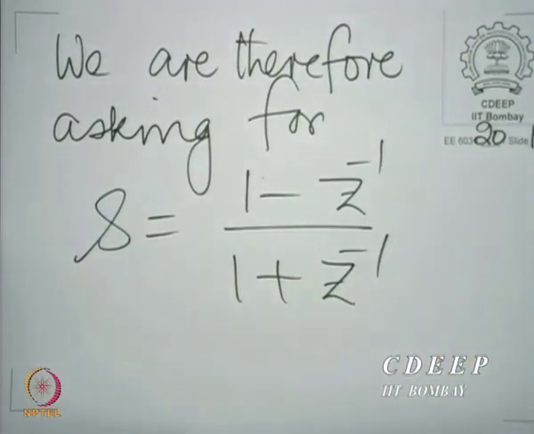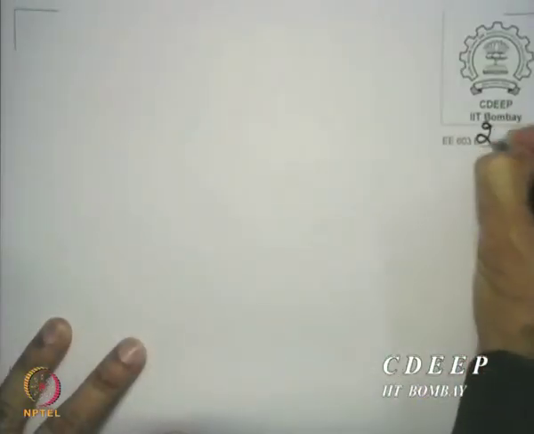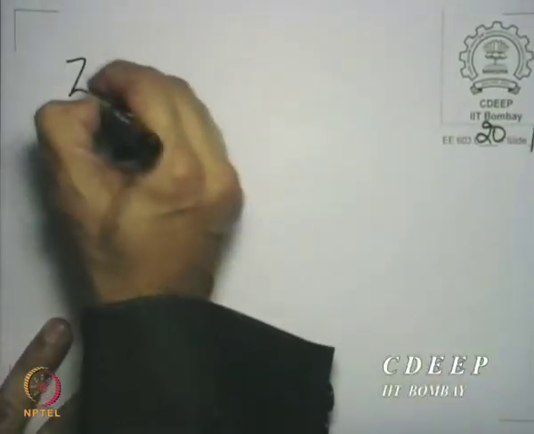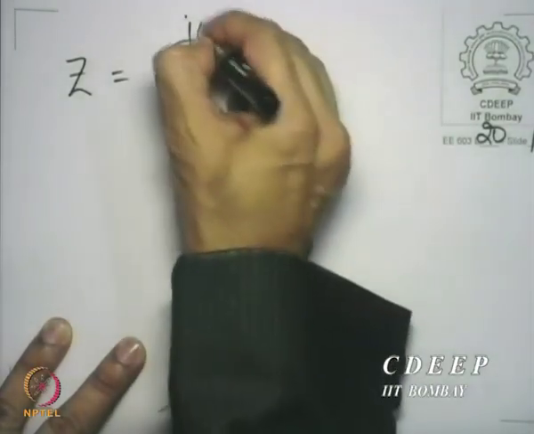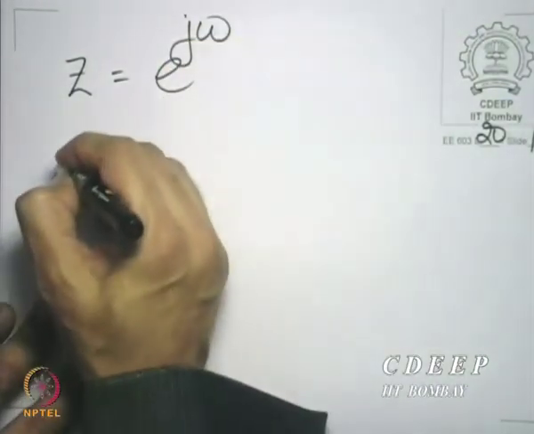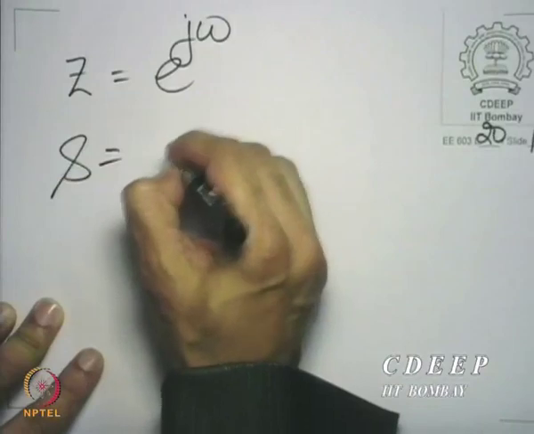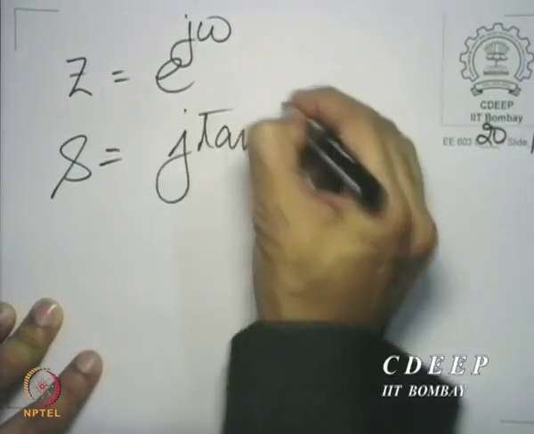And now let us check that this transformation indeed does all the jobs that we wanted to do. Of course, one job we have already verified. Let us start with that thing that we have already done. So, let us start with Z equal to e raised to the power j omega. It is a formality, but we will just complete it. And we have seen that S becomes j tan omega by 2 here.